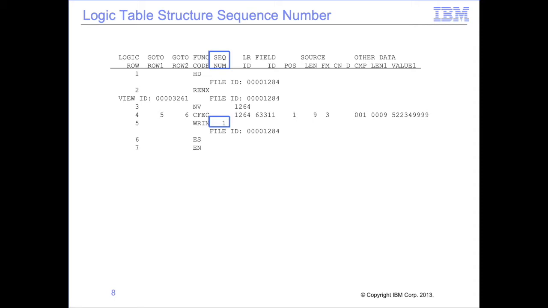It is used only for certain logic table functions. It can contain either the extract file the record is to be written to, or the column number that required the logic table function. In this example, 1 is the extract file ID the extract record should be written to for the logic table write function WRIN.